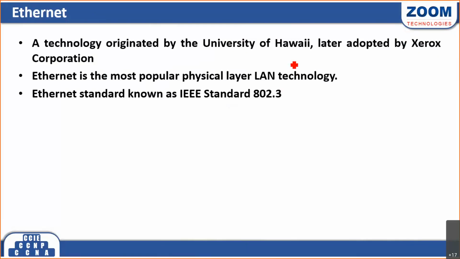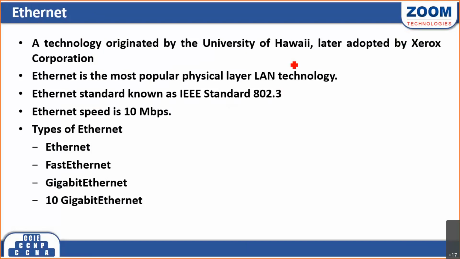As per IEEE standards, Ethernet is 802.3, and the Ethernet speed we know is 10 Mbps. The types of Ethernet are Ethernet and Fast Ethernet. So Ethernet is one of the LAN technologies. If any technology comes under LAN, the code is 802. In 802, we have different types of technologies. One of the most popular is .3. So .3 is what? Ethernet.